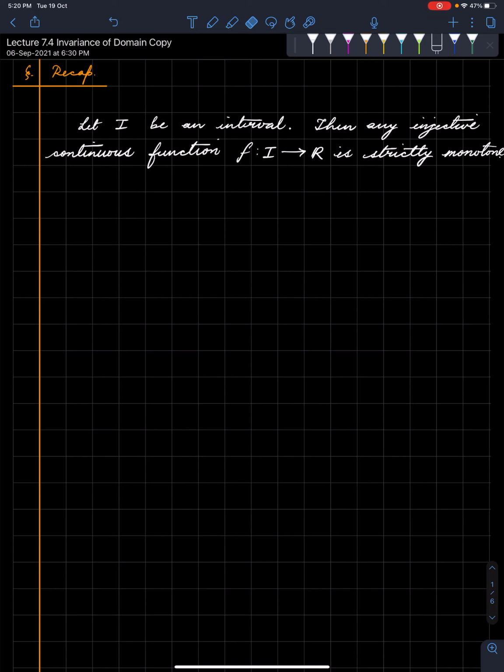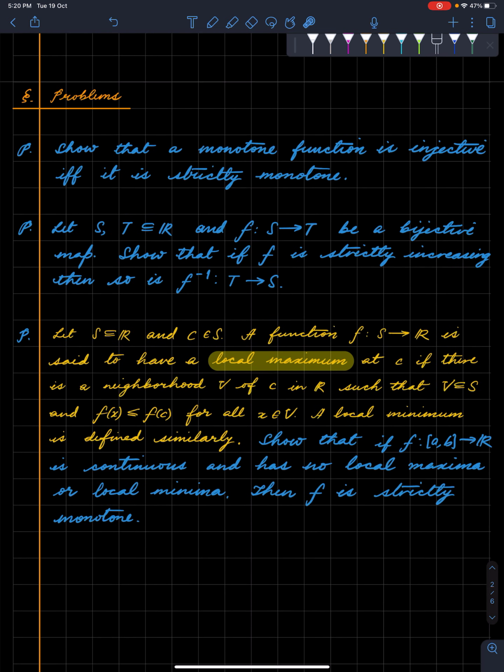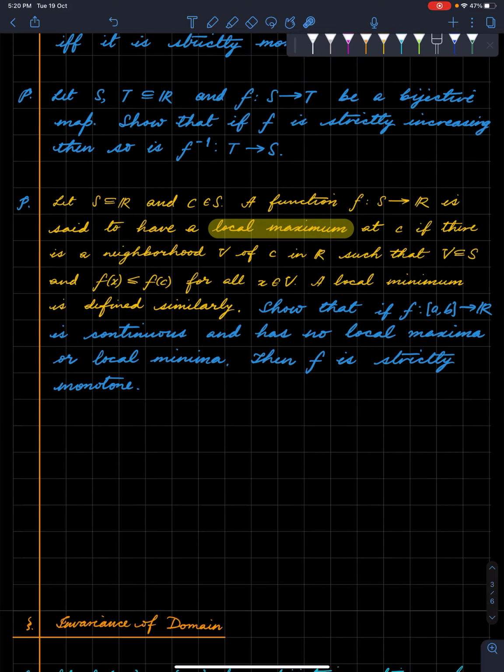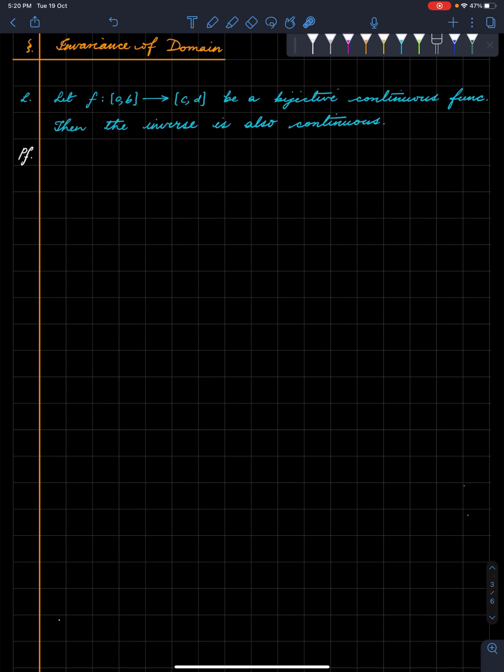Last time what we proved was that suppose we have an interval I and we have an injective continuous function defined on that interval, then that function is strictly monotone, meaning it is either strictly increasing or strictly decreasing. So we'll use this today to prove something called the invariance of domain. These are the problems. And now let us get to the material of this lecture.